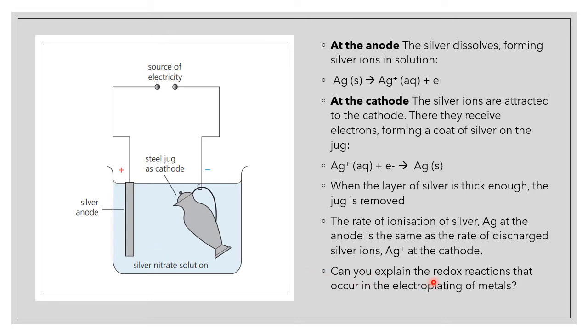So can you explain the redox reaction that occurs in the electroplating of metals? Yes, there is a redox reaction because oxidation will always occur at the anode and reduction will always occur at the cathode. Therefore, oxidation and reduction occur simultaneously in one reaction.